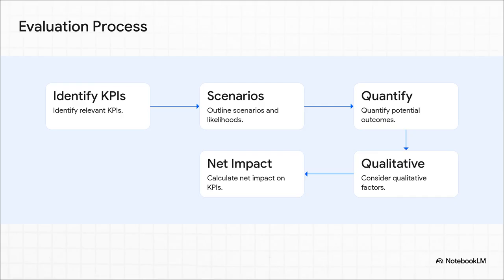Step 1. You identify the KPIs relevant to the business or project. Step 2. Outline your potential scenarios. Think best case and worst case, and assess the likelihood of each outcome. Step 3. Quantify those potential outcomes using financial forecasting. Step 4. Consider the qualitative factors that could affect the decision. And finally, Step 5. Calculate the net impact on each identified KPI and compare it right back to your previous year benchmarks. It is just a beautifully logical flow.